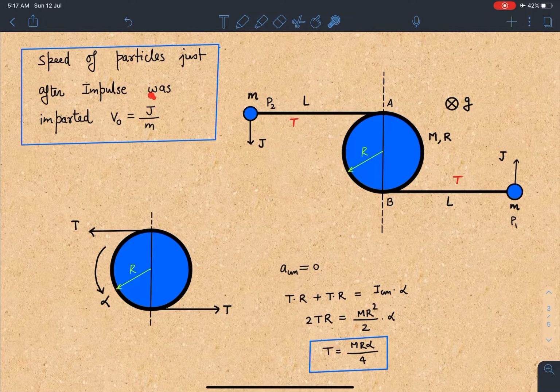And also we can see here the speed of particle just after the impulse was imparted will be j by m. So we'll use the symbol of v, and in the last step we are going to substitute the expression of j.